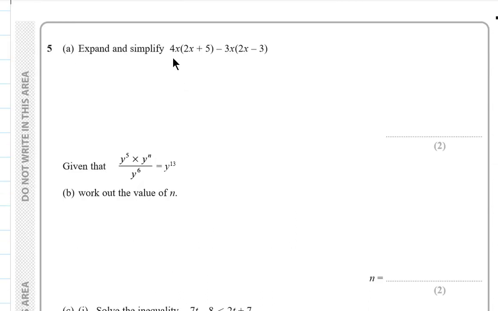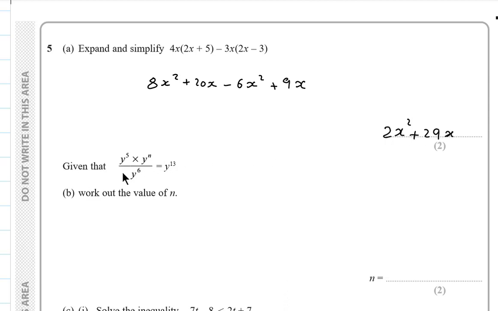5a, expand and simplify. 4x times 2x will be 8x squared. 4x times 5 will be 20x. And then negative 3x times 2x will be negative 6x squared. And then negative times negative will be positive 3x times 3, it will be 9x. Collect the like terms. 8x squared minus 6x squared will be 2x squared. And then 20x plus 9x will be plus 29x.